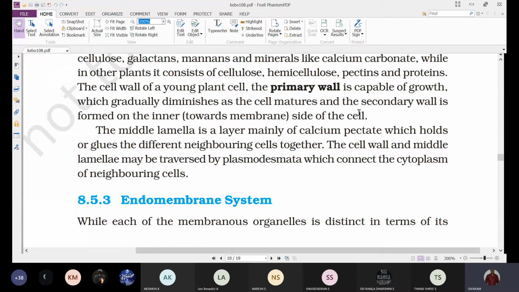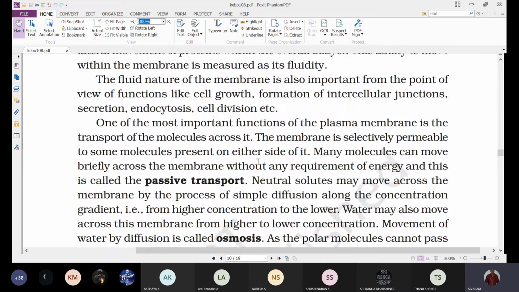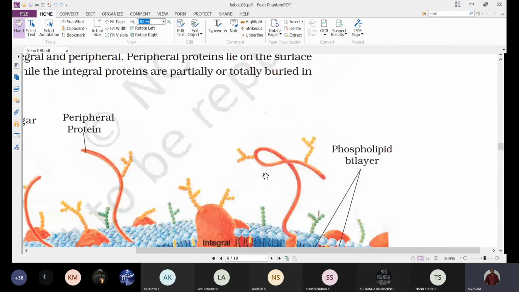Anybody is having any doubt regarding the cell wall, regarding the cell membrane and the cell wall? Okay, when you observe the plant cell, we can understand very clearly, ma.